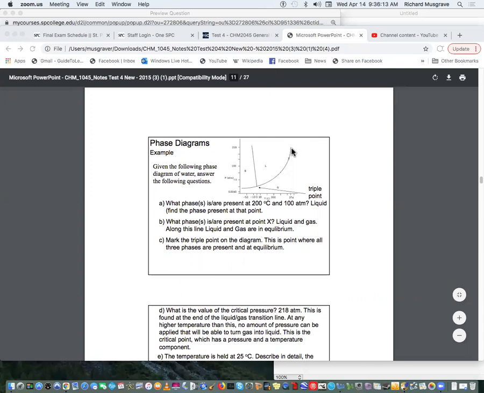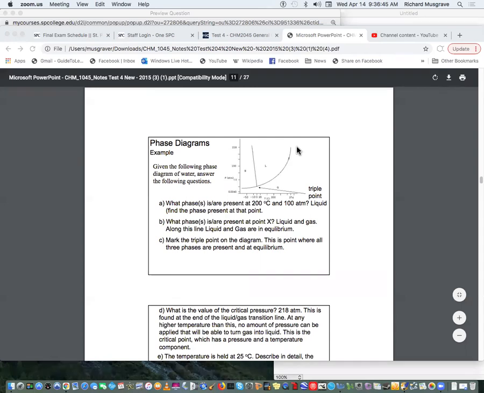So what is the critical point? Well, it's the point after which, no matter what pressure you put on the particular substance, you can never get it back into the liquid phase. So let's say the temperature was 400 degrees Celsius. That's after the critical point here. What that means is the temperature is so high that no matter what pressure we put on it, we cannot turn it back into a liquid. That's the nature of the critical point.